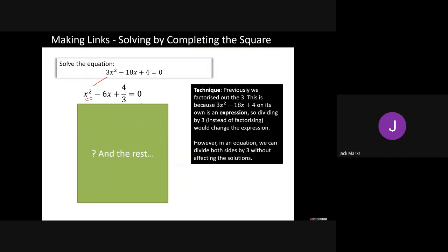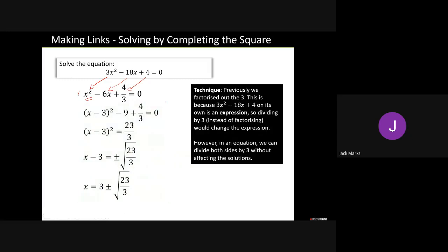So 3 divided by 3 becomes 1. 1x squared is easier to deal with. Minus 18 divided by 3. And finally, 4/3. Fractions are not really an issue at A level. We don't mind them. In fact, they're generally quite good to deal with.